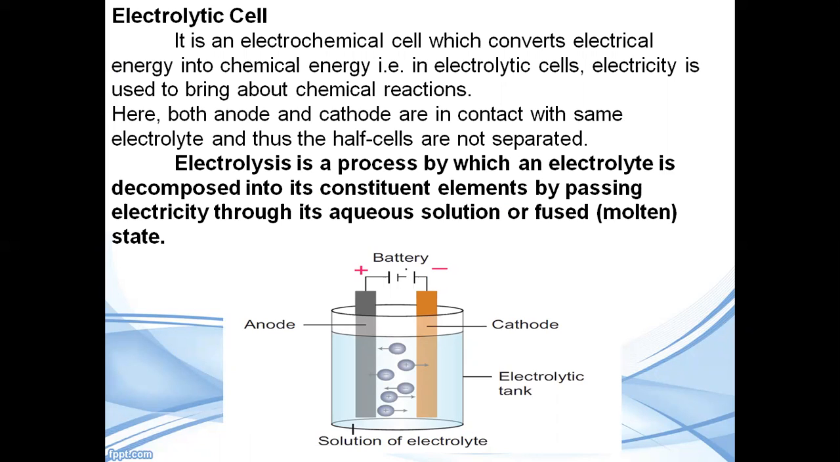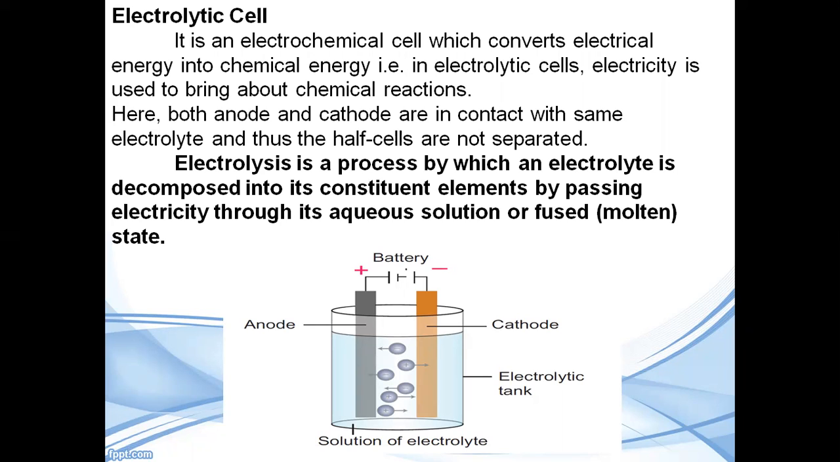Electrolysis is a process by which an electrolyte is decomposed into its constituent elements by passing electricity through its aqueous solution or fused state. It is opposite to the galvanic cell, but the same redox reaction takes place in the electrolytic cell.